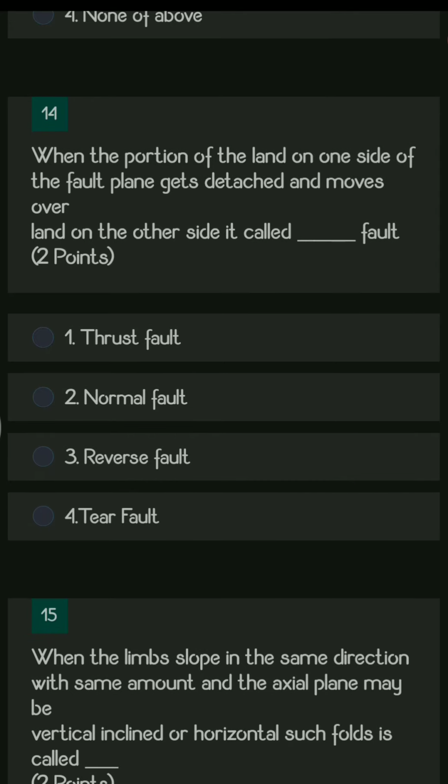When the portion of land on one side of the fault plane gets detached and moves over the land on the other side, then it is called as dash fold. So basically we have four types of folds. When one fold is detached from the other fold and it moves totally to the other side, this is the fold which is called as thrust fold.